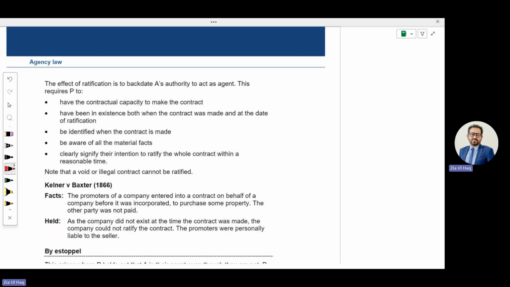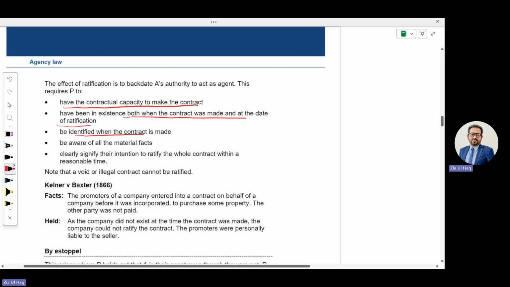This requires P to have the contractual capacity to make the contract. P should be in a position to have a contract with Z, have been in existence both when the contract was made and at the date of ratification, and P should be in existence when he is ratifying and when those transactions were performed, when he was not yet principal.